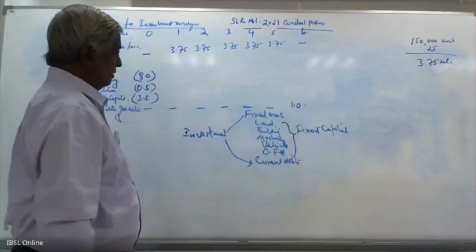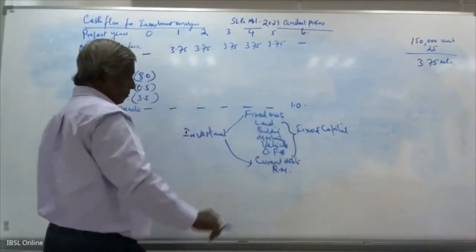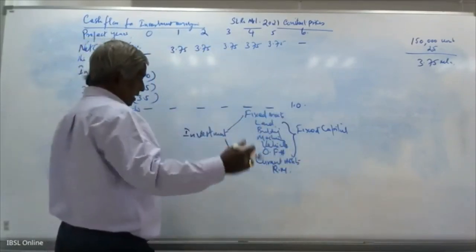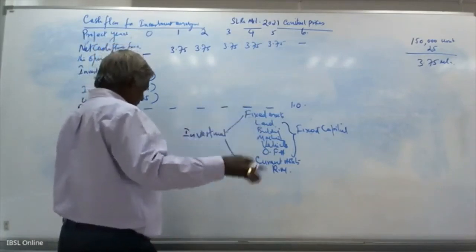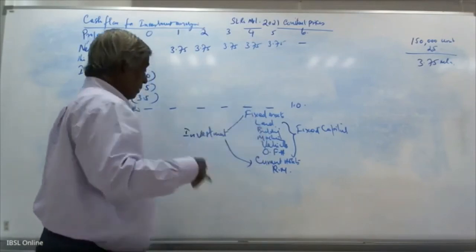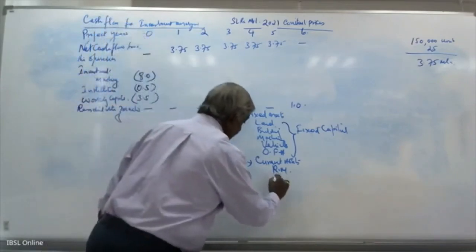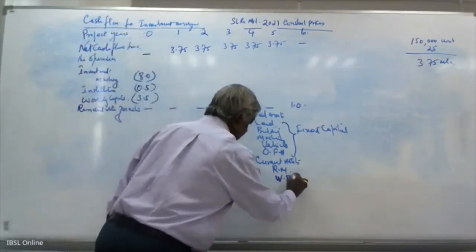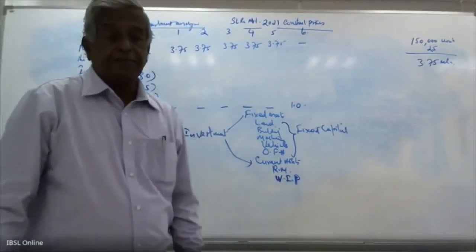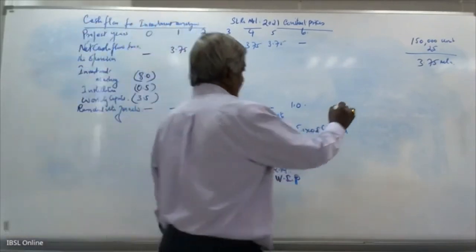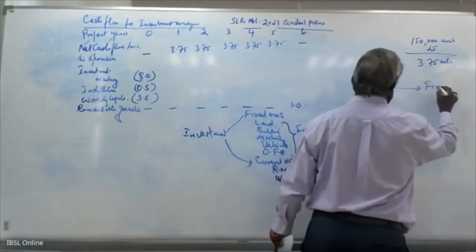Other one, current assets. What are current assets? Raw material, if it is an industry. Then, when the raw material is working and producing finished goods, in between, that is work in process or work in progress. Here, raw material, and finally finished good.